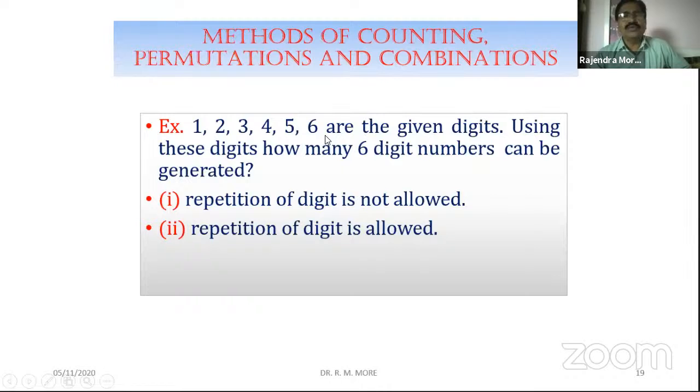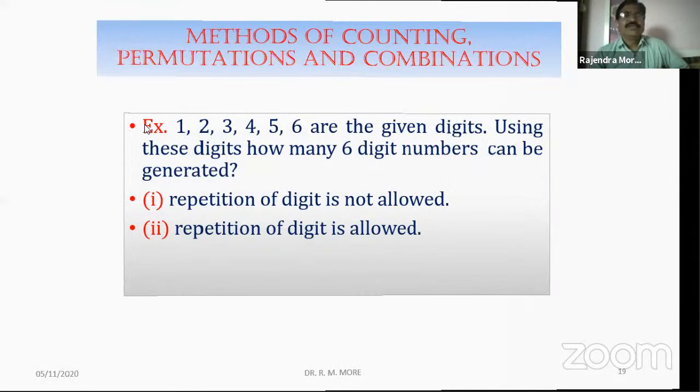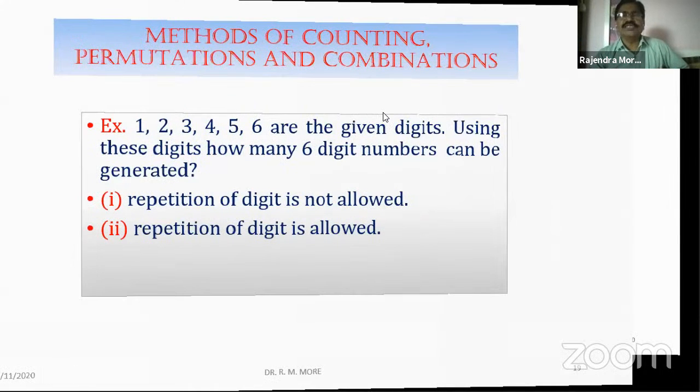The digits 1, 2, 3, 4, 5, 6 are given to you, 6 digits, and using these digits, how many 6-digit numbers can be generated with the condition that repetition of the digit is not allowed, and that repetition of the digit is allowed. If you try to solve this, let us go fast. So first condition, repetition of the digit is not allowed.